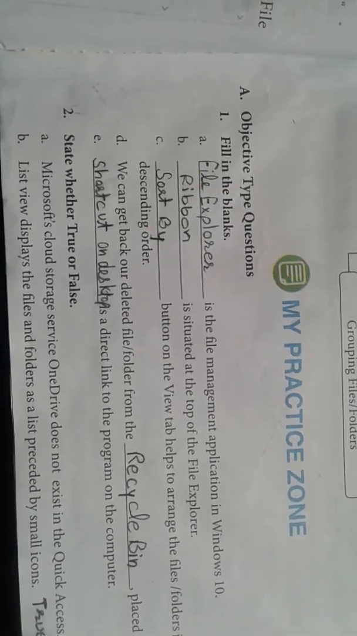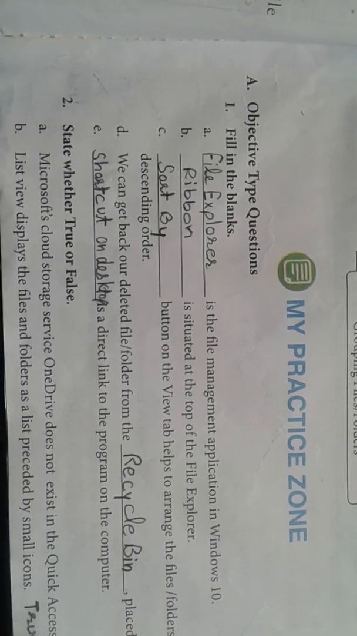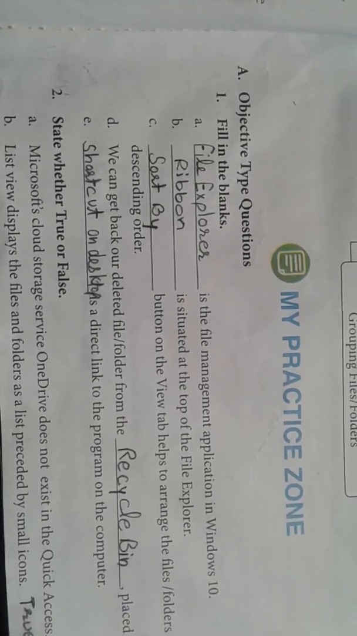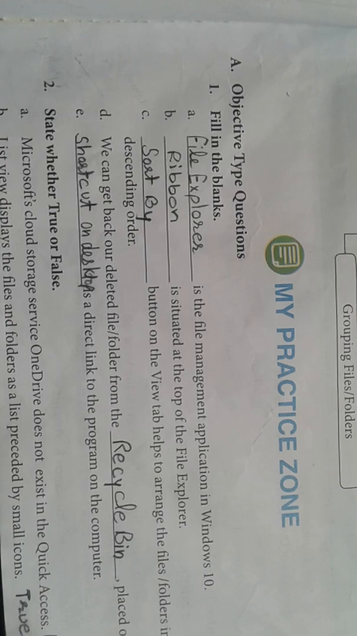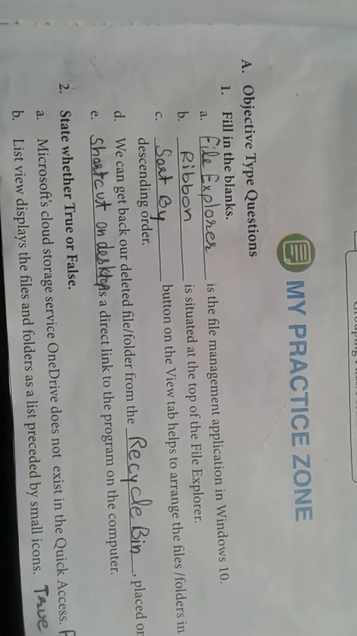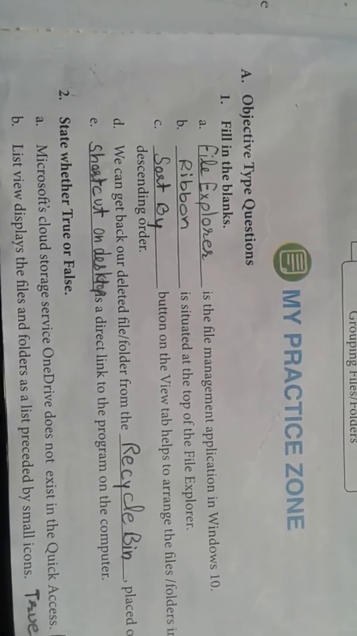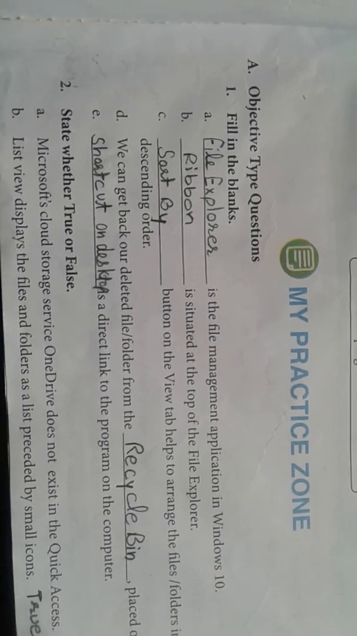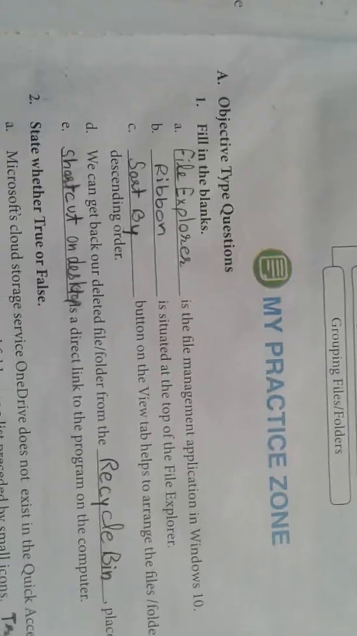File Explorer is the file management application in Windows 10. Ribbon is situated at the top of the File Explorer. The Sort by button on the View tab helps to arrange the files and folders in ascending or descending order. The Sort by button displays A to Z or Z to A like that.